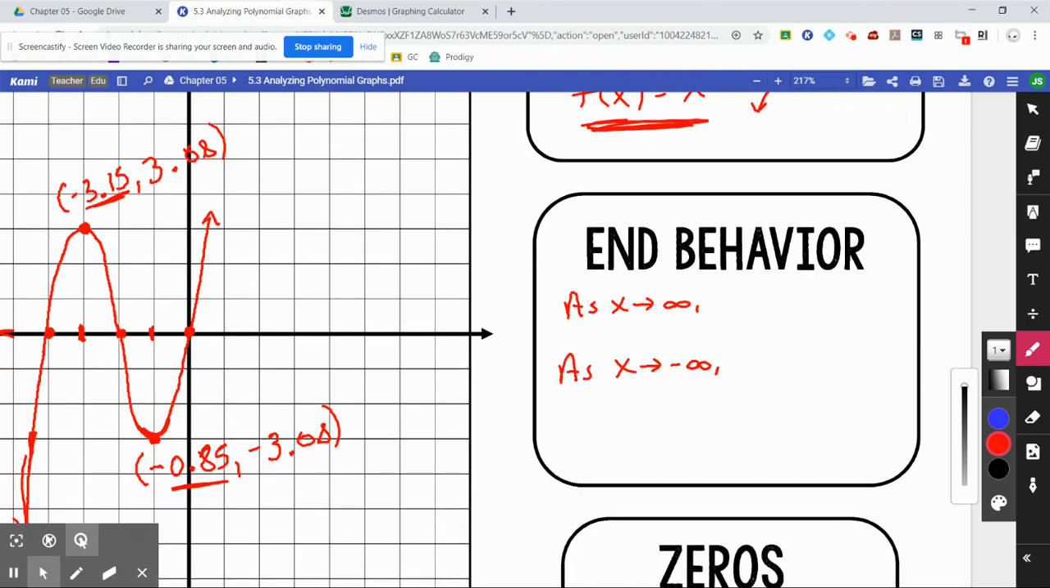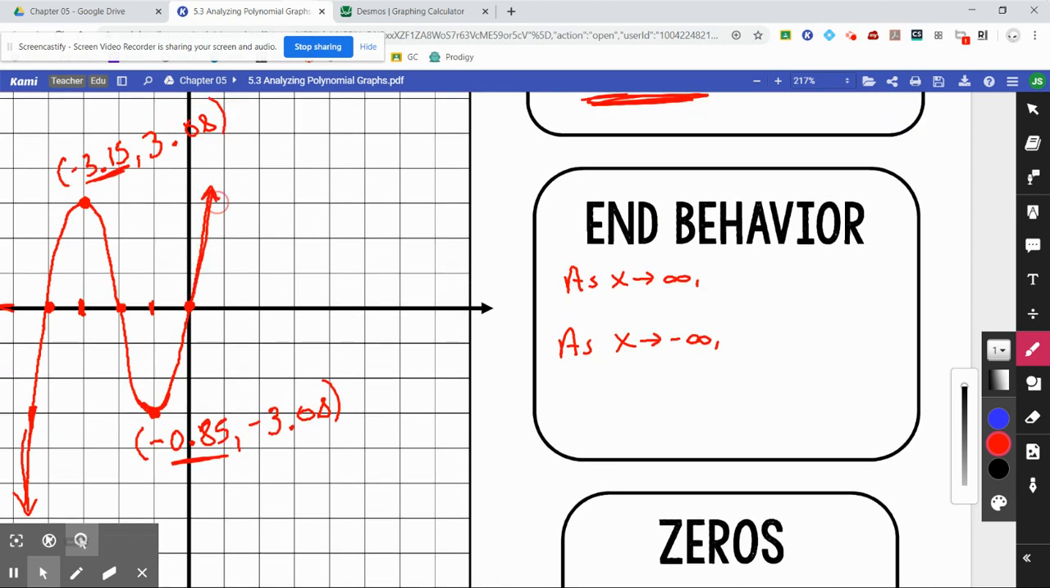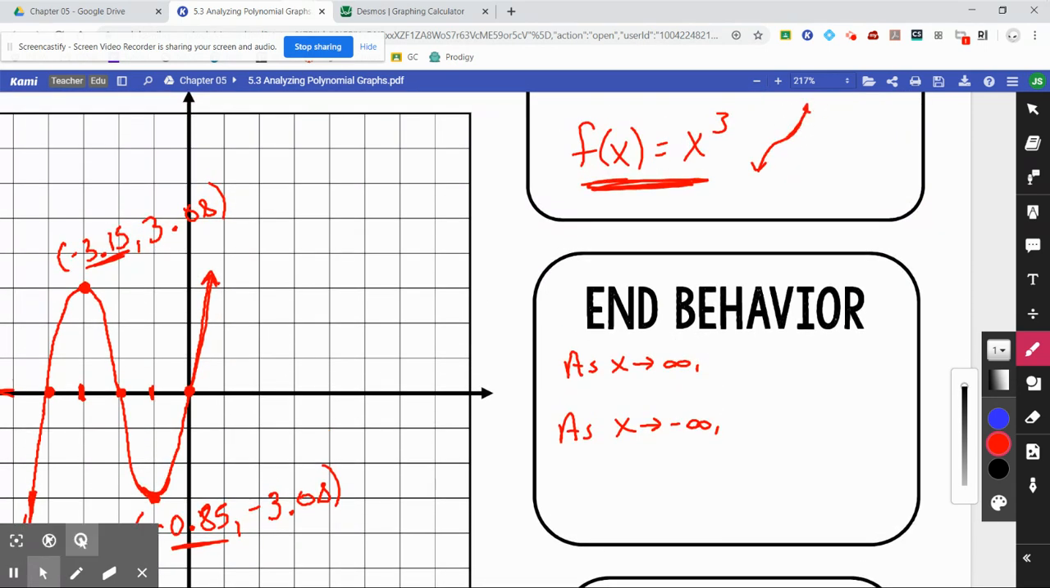So here is our end behavior. As you travel to the right on your graph, as x approaches positive infinity, you're going uphill, just like in the x to the third. So therefore, y would be approaching positive infinity. As you travel to the left, you're going downhill, so y would approach negative infinity.